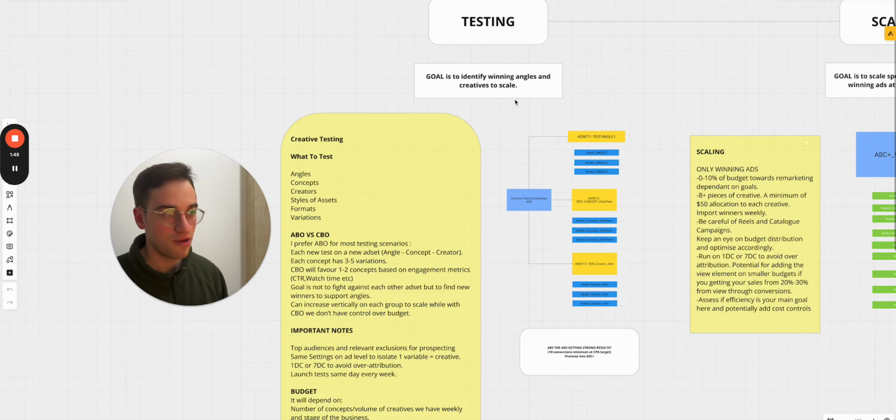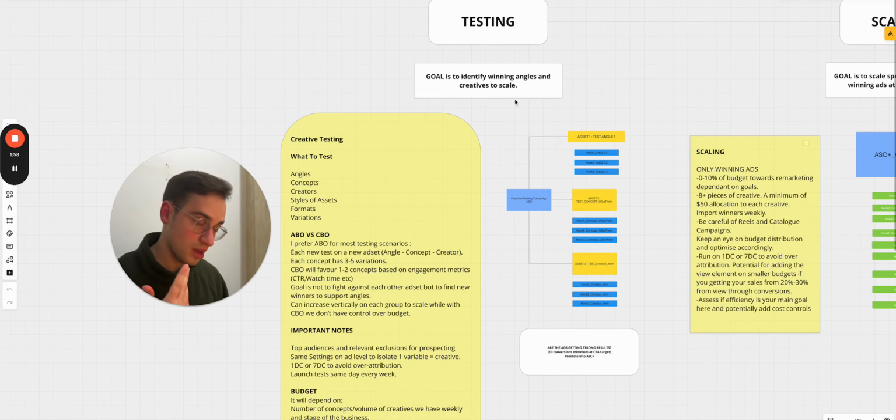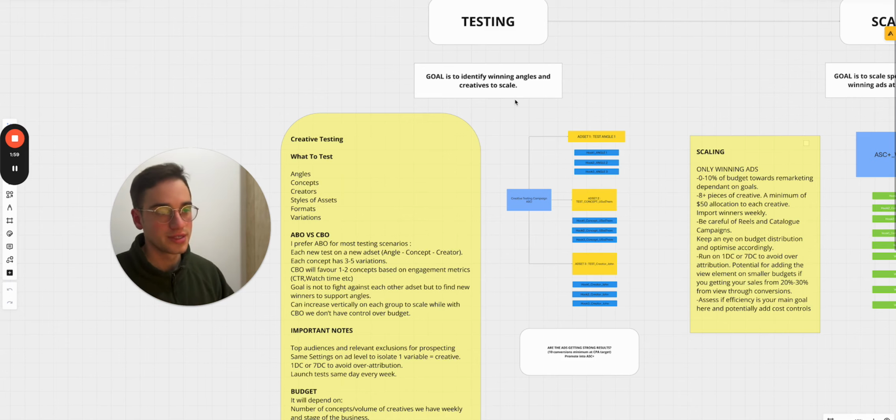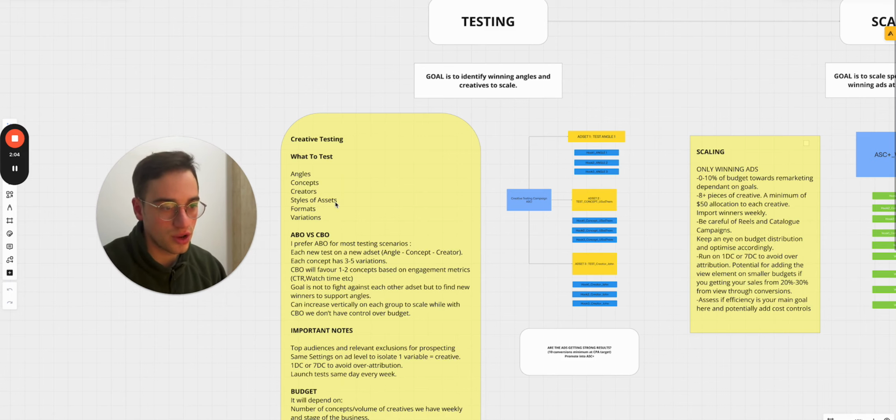It's super important that we have a robust creative testing system, so we can get new creatives that are winners and also iterate on those that worked and those that didn't work. So what we're going to be testing here are angles, concepts, creators, styles of assets, formats, and variations. It's super important that we have a hypothesis behind our testing, because this will allow us to make progress on each one.